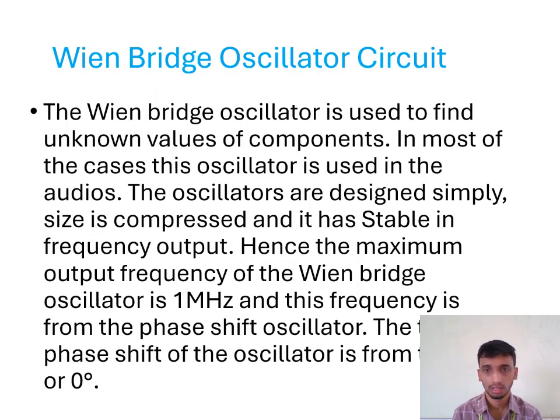Wien Bridge oscillator circuit. The Wien Bridge oscillator is used to find unknown values of components. In most cases, the oscillator is used in the audio range. The oscillators are designed simply, size is compact, and it has stable frequency output. Hence, the maximum output frequency of the Wien Bridge oscillator is 1 MHz, and this frequency is from the phase shift oscillator.